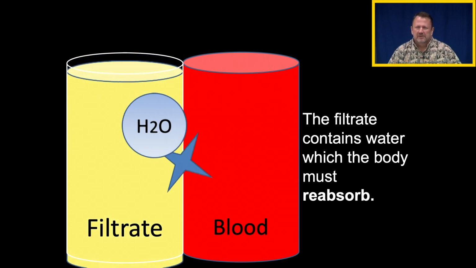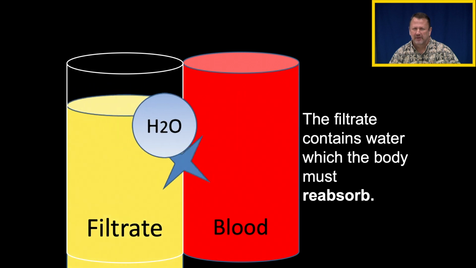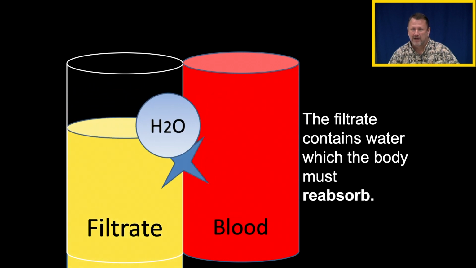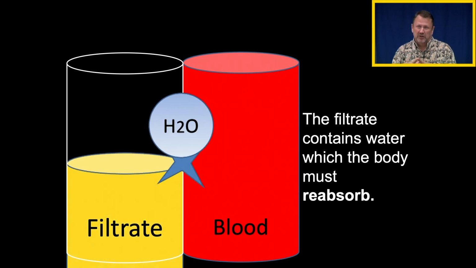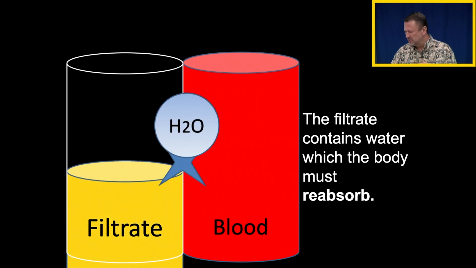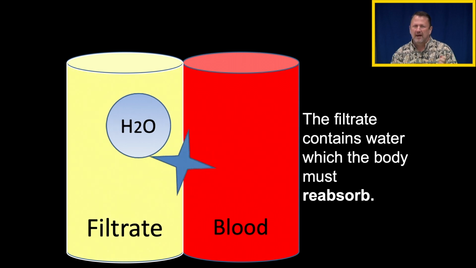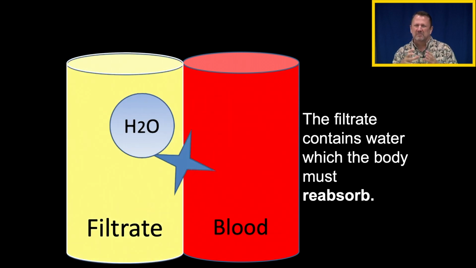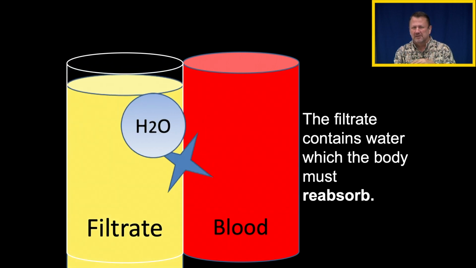So notice my filtrate, as I pump water out of the filtrate and pump the water back into the blood, my filtrate decreases in volume and becomes more concentrated. Let's watch the rerun of that. All right, so there's my filtrate, and it probably has no yellow color whatsoever. And as I pump the water out of it, the filtrate volume decreases.